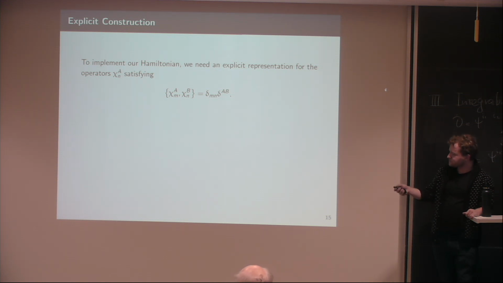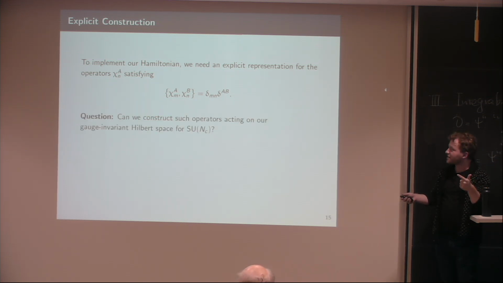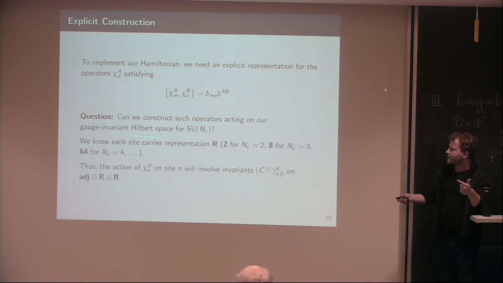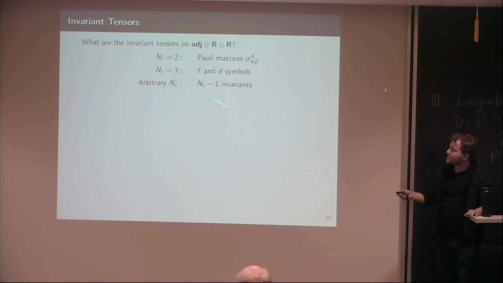Let me just say that we have these chi's, they live on sites. They carry an adjoint index, but on the sites there is also this representation R index. Right, each site carries representation R. And so if we're going to act in a gauge invariant way on the gauge invariant states, we're going to need some objects that carry an adjoint index and two indices for the representation R. We're going to need these invariant tensors. And so you can ask, how many are there? It turns out there's a very nice answer for SU(N_C). There are N_C minus one of them.